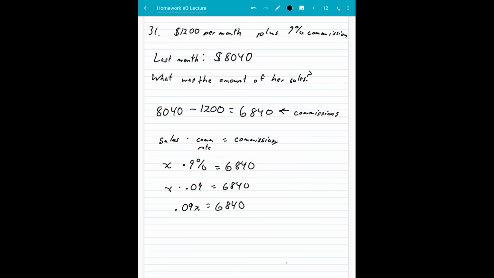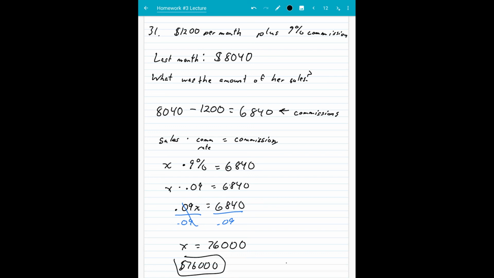As you can see, we need to divide by 0.09 on both sides. Even though it's a decimal, we still divide by the decimal on both sides. That ends up giving us X equals $76,000. So that's her sales from last month. So you had to calculate the commission, and then the 1,200 would go on top of that. So we essentially had to work backwards for this one.